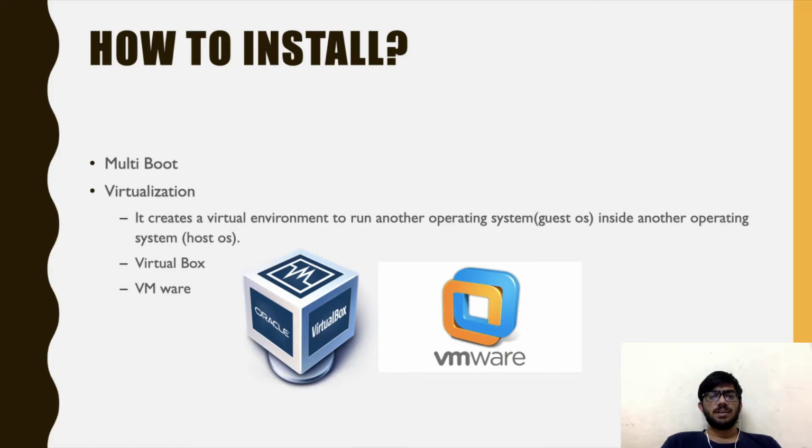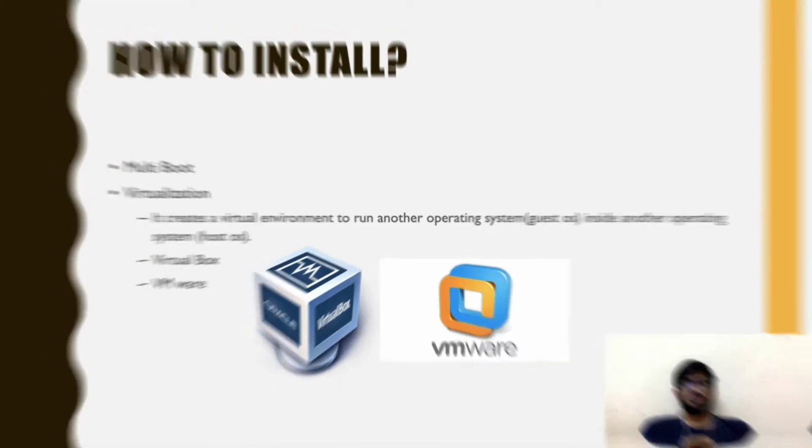So what does it mean? If you have a Windows computer or a Linux based computer, you have to install VirtualBox or VMware software, and inside your main primary OS you can run this Kali Linux machine. So you can use your primary OS and Kali Linux simultaneously. There are a lot of virtualization applications, but VirtualBox and VMware are generally used for it.